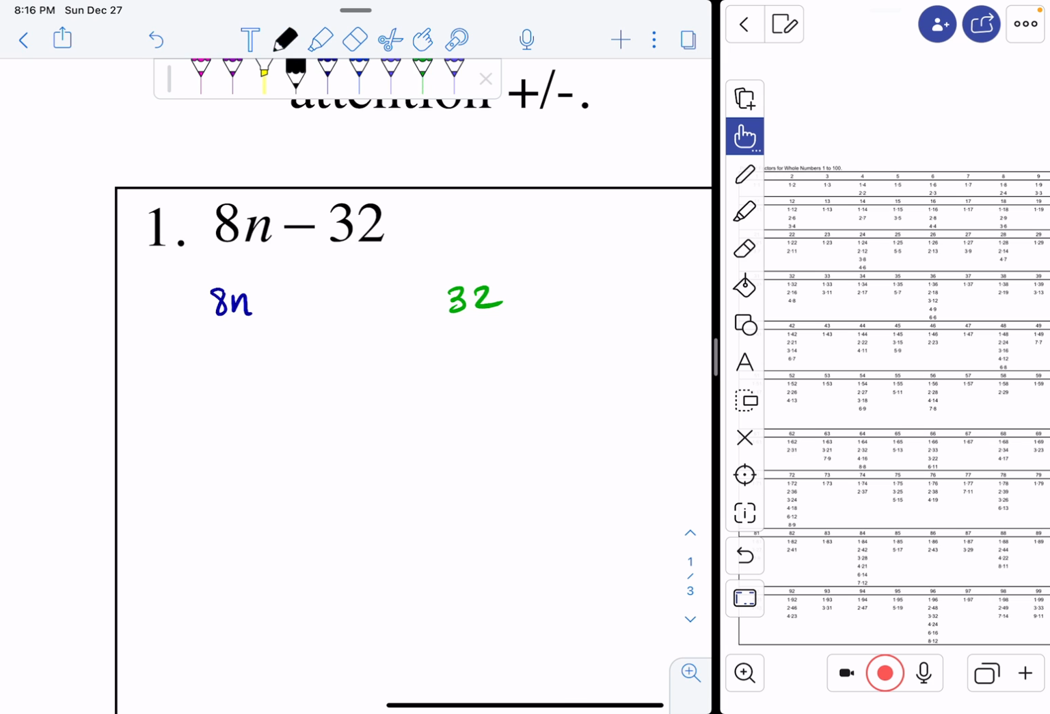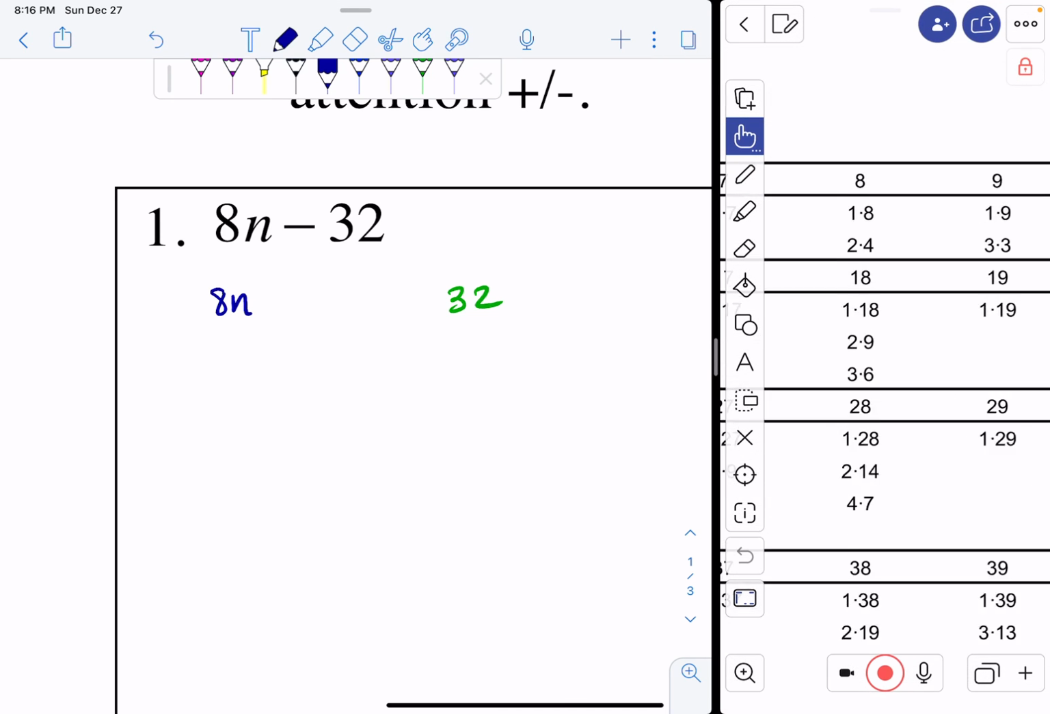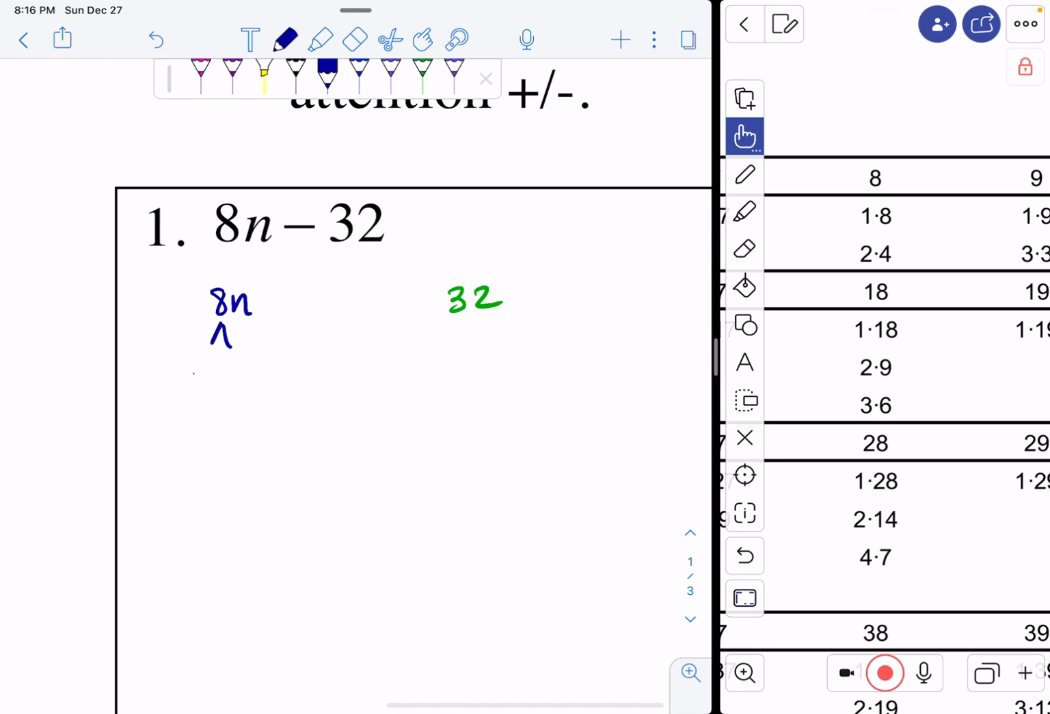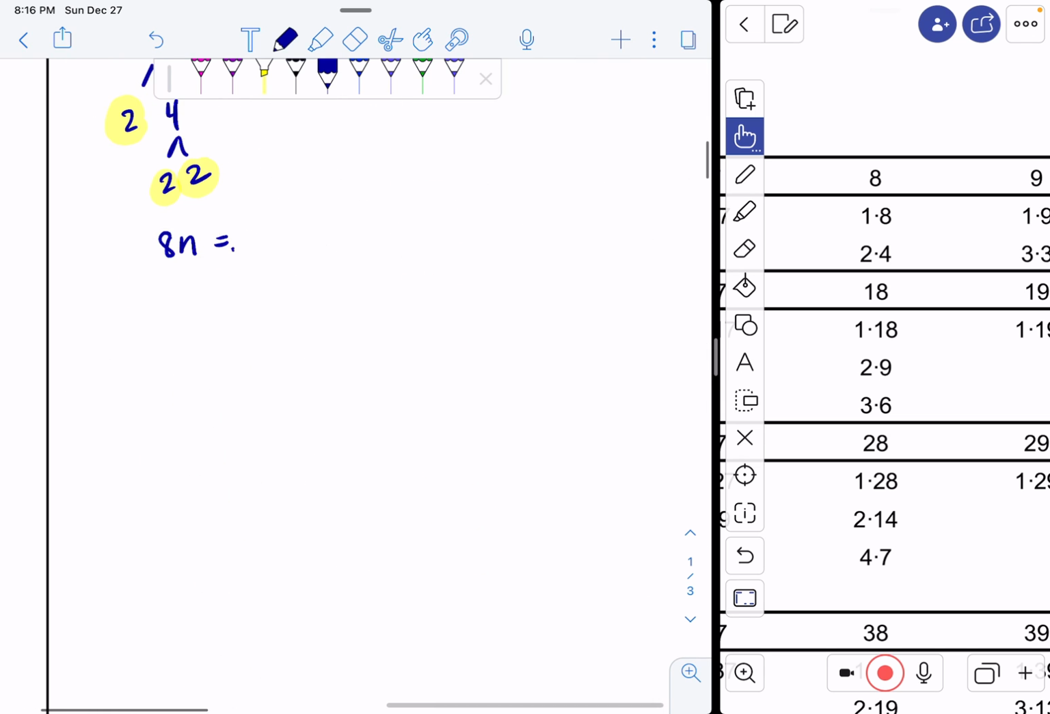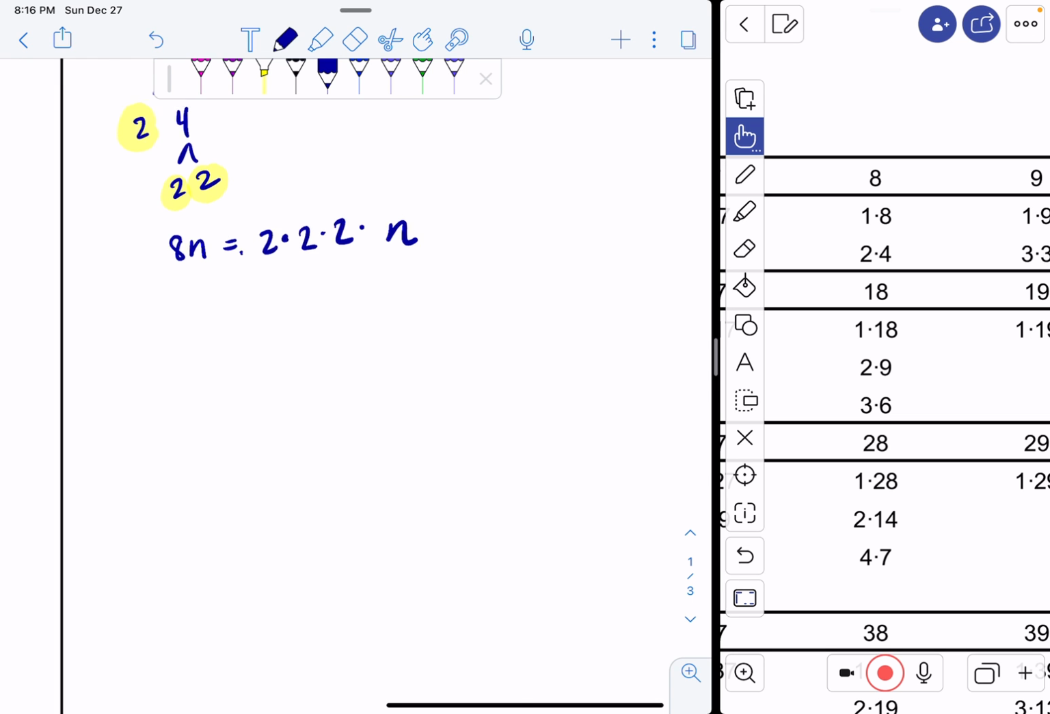So when I break apart an 8, I can do it in a bunch of ways. I'm going to break it apart as 2 and 4. 2 is prime. I'm going to break apart my 4 as 2 and 2. So I can say 8n is equal to 2 times 2 times 2 times n. And the reason why I'm putting just one n is because it's an 8n.